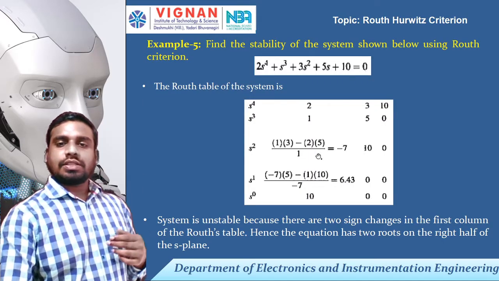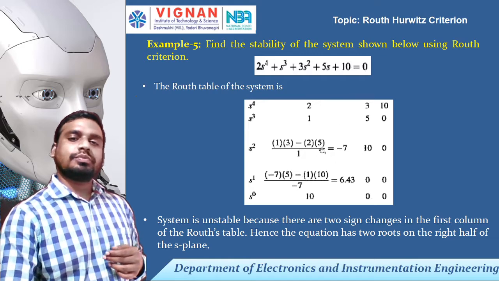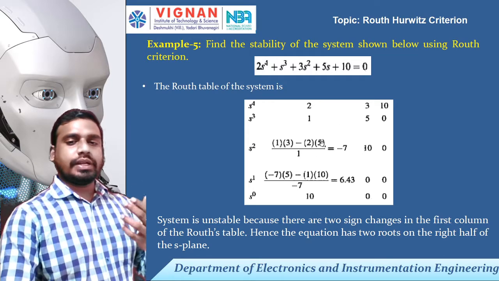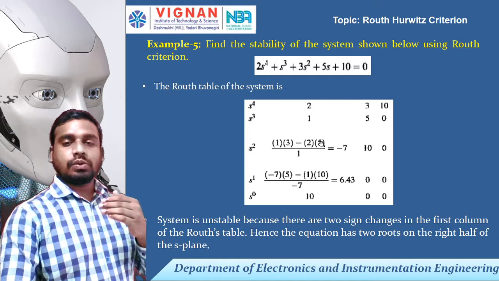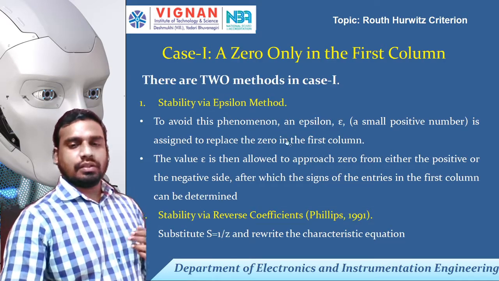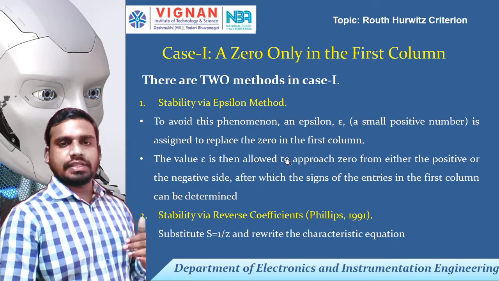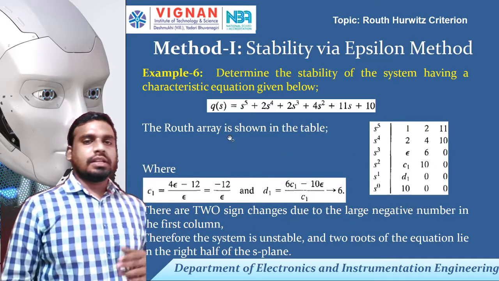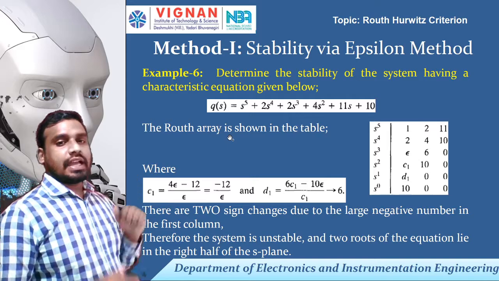Once you rewrite and solve, actually you won't get 0 in the first column. Try to do it, and if at all you are getting 0, then we have to use the epsilon method. I have given examples also for that. We'll check it. The first method is stability via epsilon method.